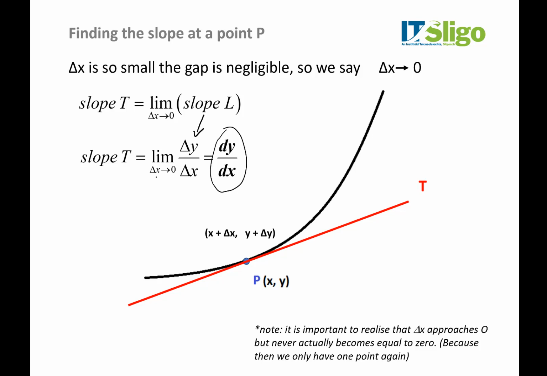So it's important to realize that delta x approaches 0, but it can never actually become 0, because then we're back to having 1 point, and we can't find a slope from simply 1 point. We don't have enough information to use our slope formula.